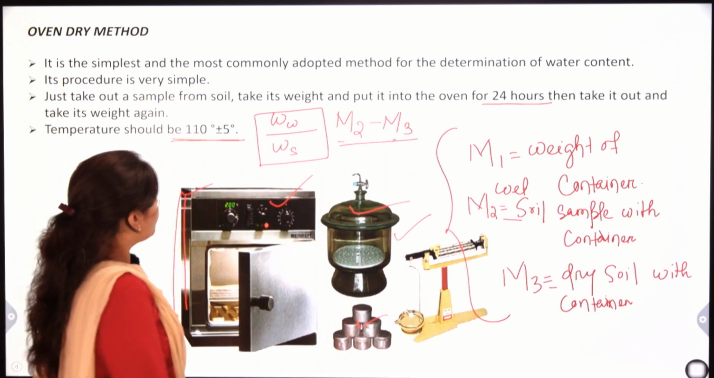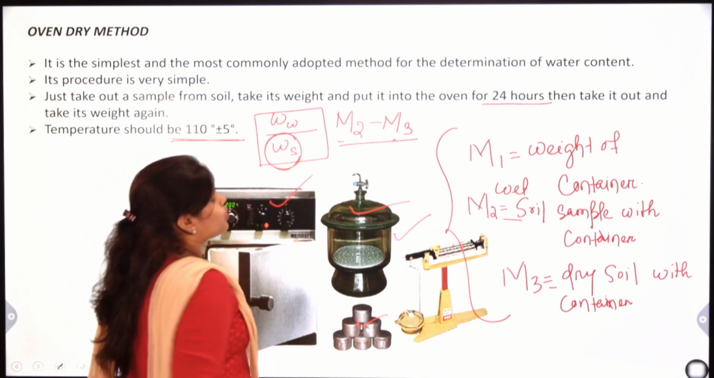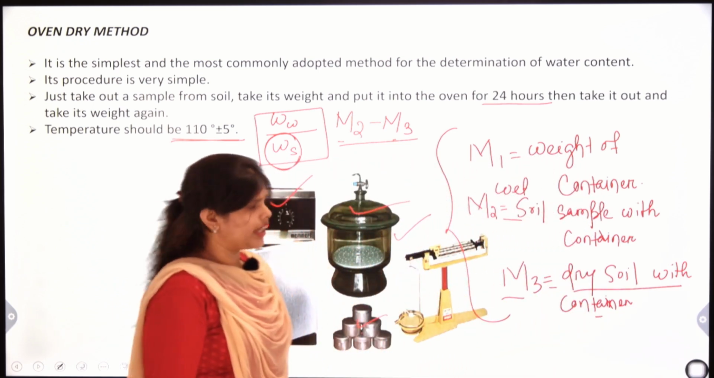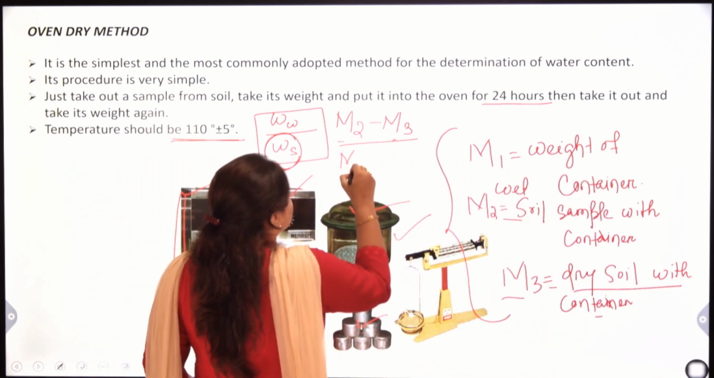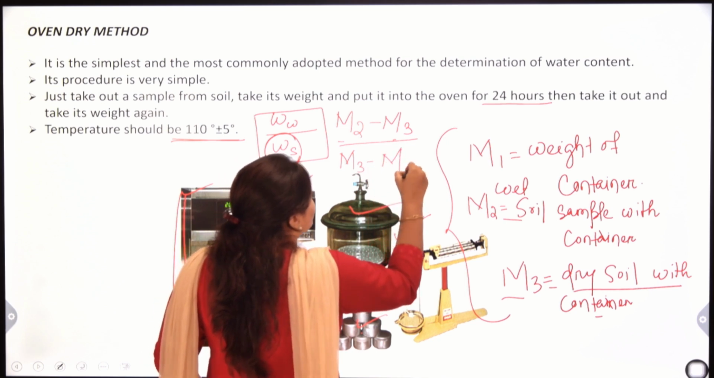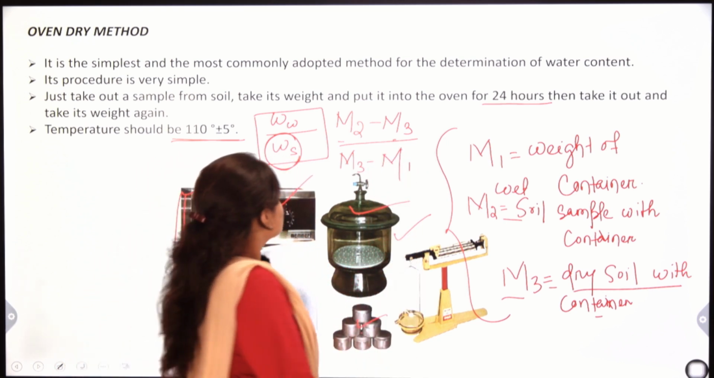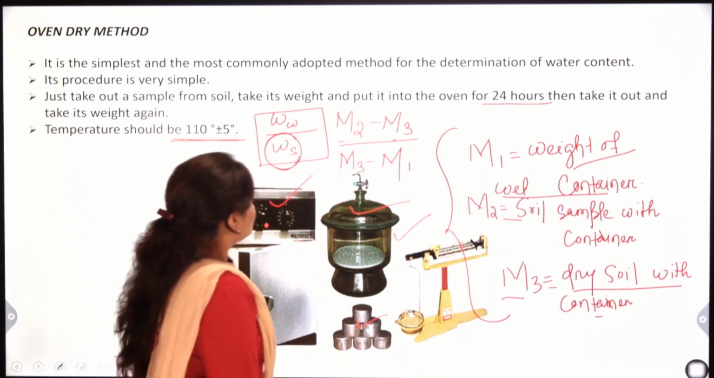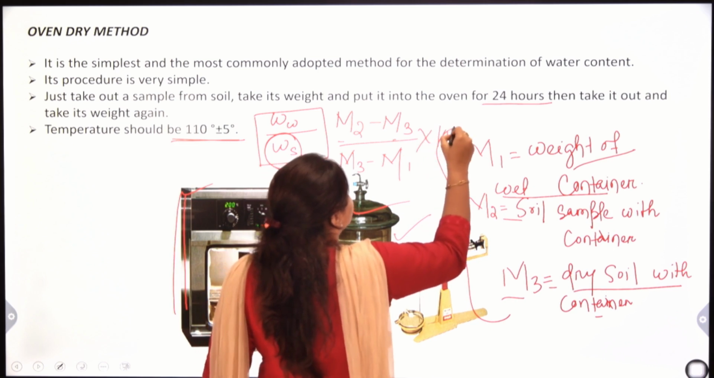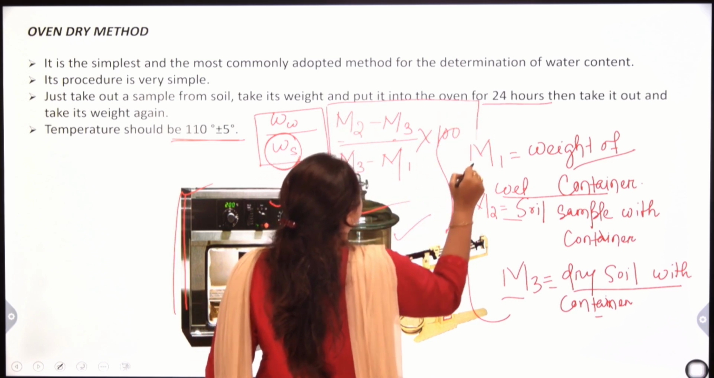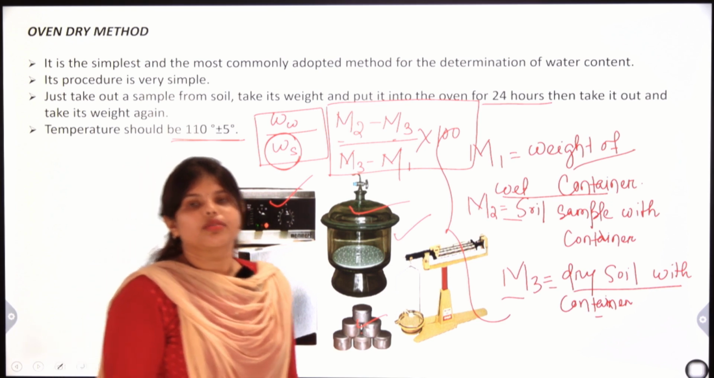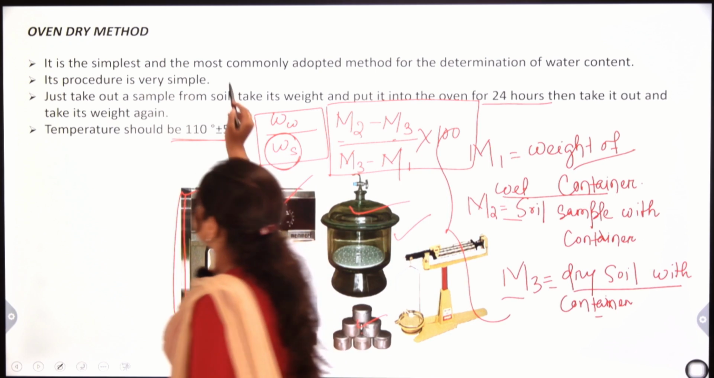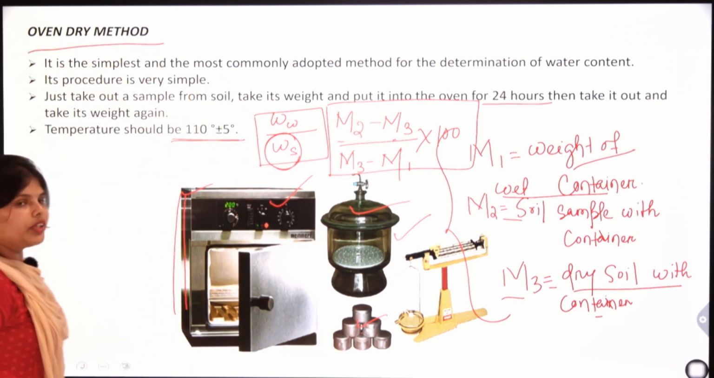Next is the weight of solid. Here M3 is our dry solid weight, so we subtract M3 minus M1, where M1 is the weight of container. Multiply with 100. From this formula we get our percentage water content. So this is the accurate method, and the easiest method.